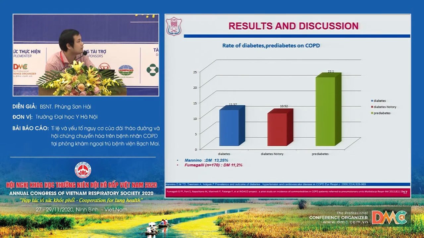Okay, let's move on to the rate of diabetes and pre-diabetes. The study found that the rate of diabetes is 11.57%, and the minimum study showed diabetes mellitus is 13.25%. So they are similar.